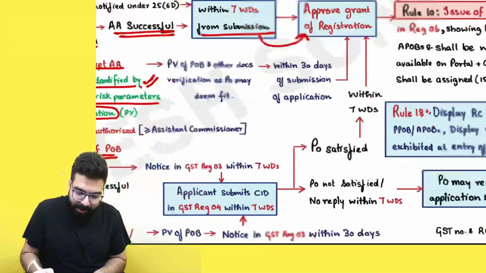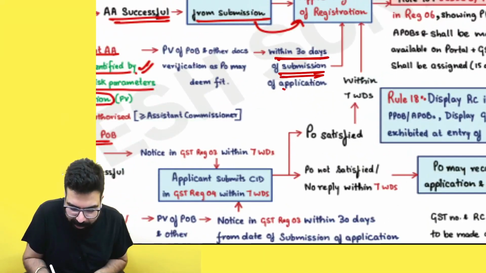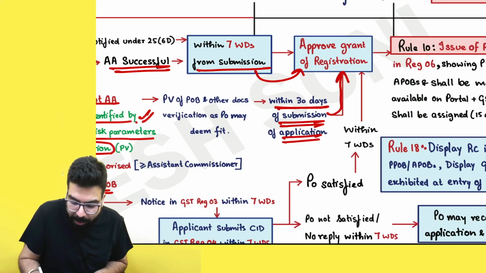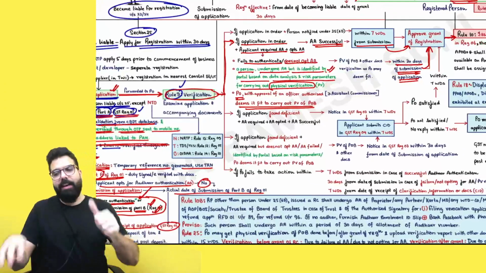And sir, now the time limit is within 30 days from the date of submission of application: the registration will be approved and the registration certificate will be granted. Is this point clear to all?